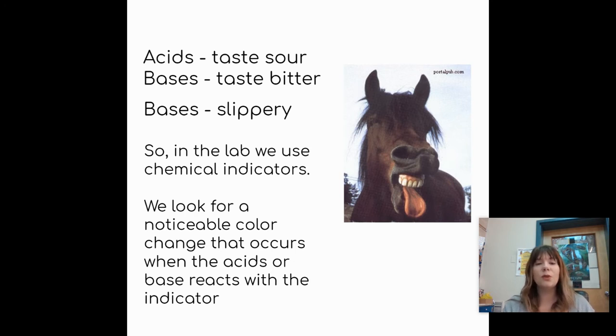And what we're doing is we're looking for noticeable color changes when we are going through and trying to determine if something is an acid or base. Some of the common ones we use are phenolphthalein and bromothymol blue, and then litmus paper. Phenolphthalein in the presence of an acid stays clear, but in the presence of a base turns a very bright pink. And with bromothymol blue, it stays blue, and then in the presence of an acid will turn yellow.